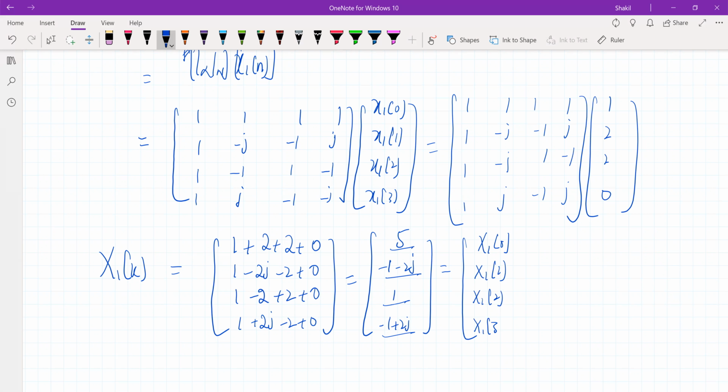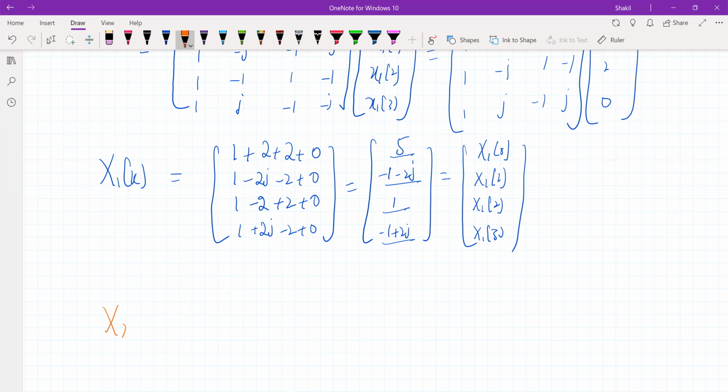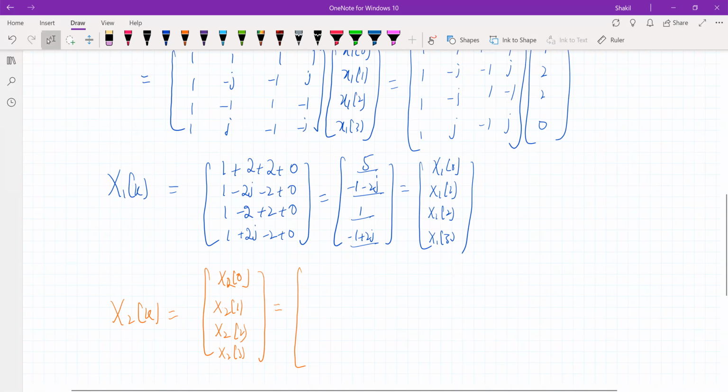Now we'll evaluate the DFT of the second sequence, means x2 of k, which is same as x2 of 0, x2 of 1, x2 of 2, x2 of 3. So again we will use the matrix formulation since we already computed the twiddle factor matrix. So it will be very simple to use. 1, 1, 1, 1, 1. This is minus j, minus 1, j, minus 1, 1, minus 1. Please check the values itself.